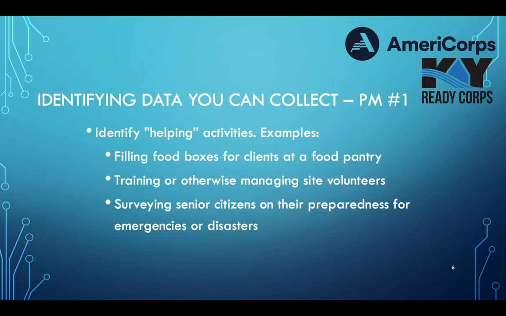In order to figure out what kind of data you need to collect for your output, the first performance measure, you need to identify your key activities that are direct service, when you are directly helping individuals. You can also look at your member work plan to find events and activities that are direct service. This performance measure requires that you document and count the number of individuals that you actively help.